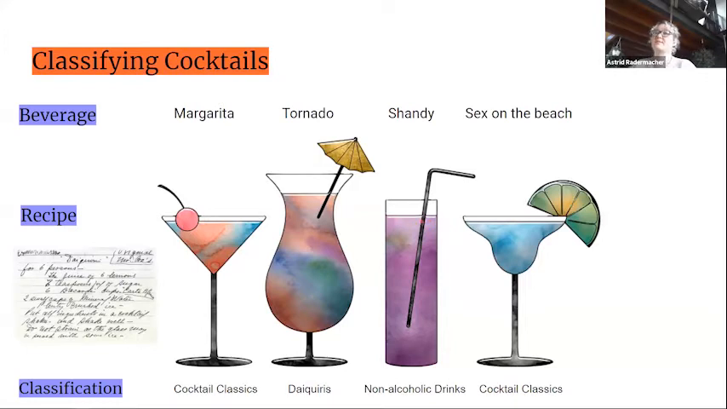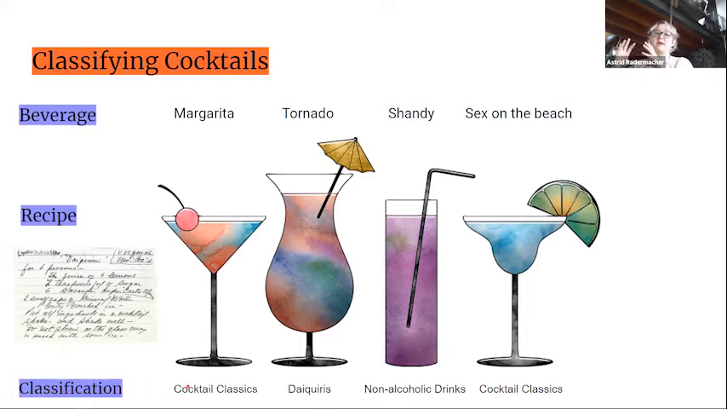So what this data set looks like basically is it has the recipes for several drinks. So a margarita, tornado, shandy, sex on the beach, etc. Many, many drinks and their recipes. So not just the ingredients, but the amount of each ingredient within the beverage. And then it has a class.